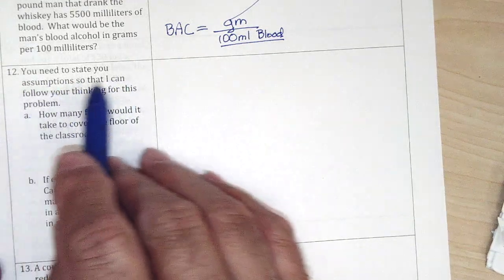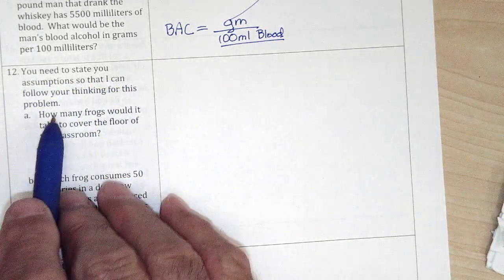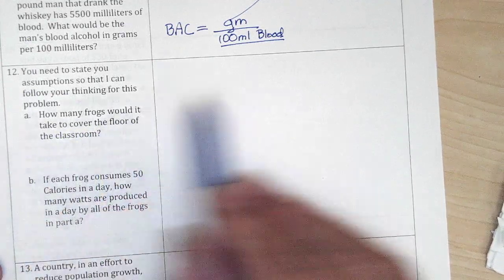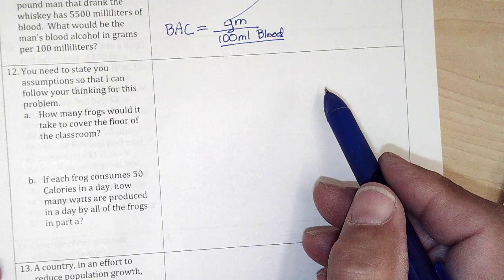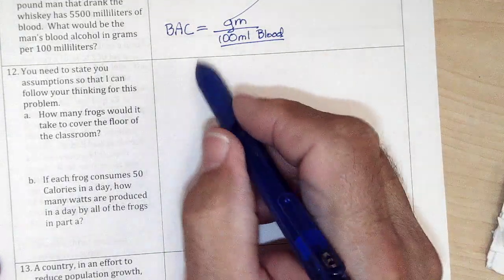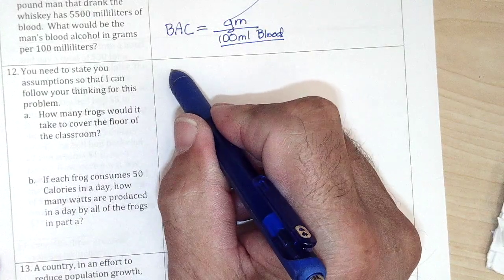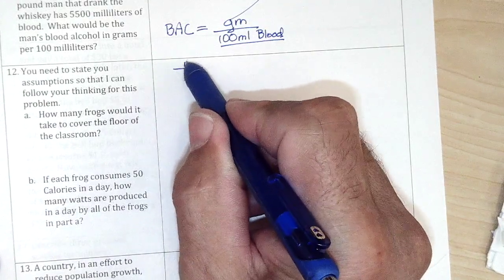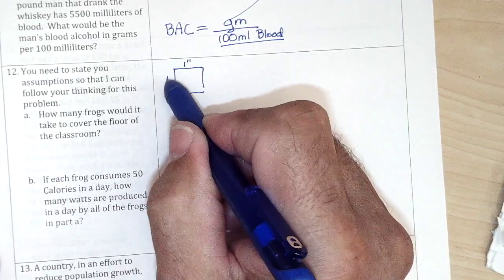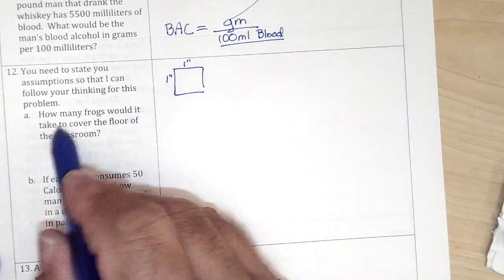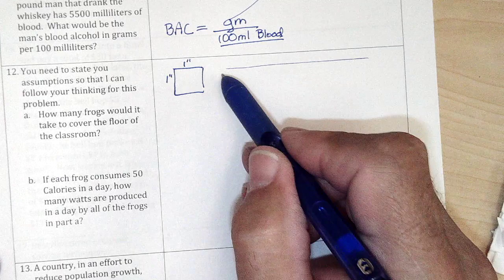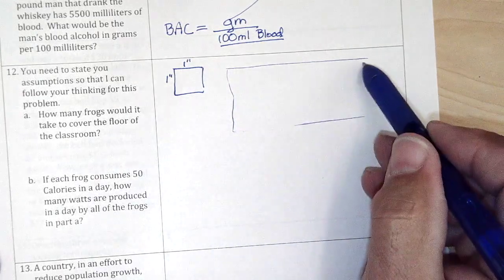You need to state your assumption so that I can follow your thinking for the problem. How many frogs would it take to cover the floor of the classroom? So, if you decide your frog is maybe an inch by an inch, then you would have to figure out how many inches the classroom is by how many inches the classroom is.